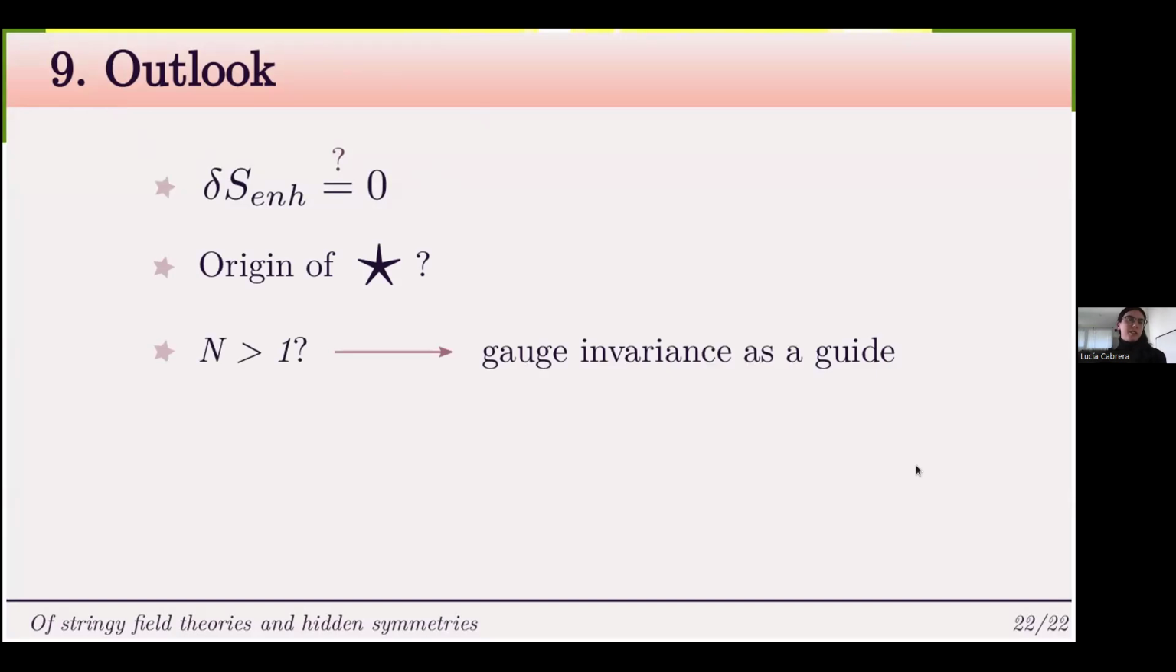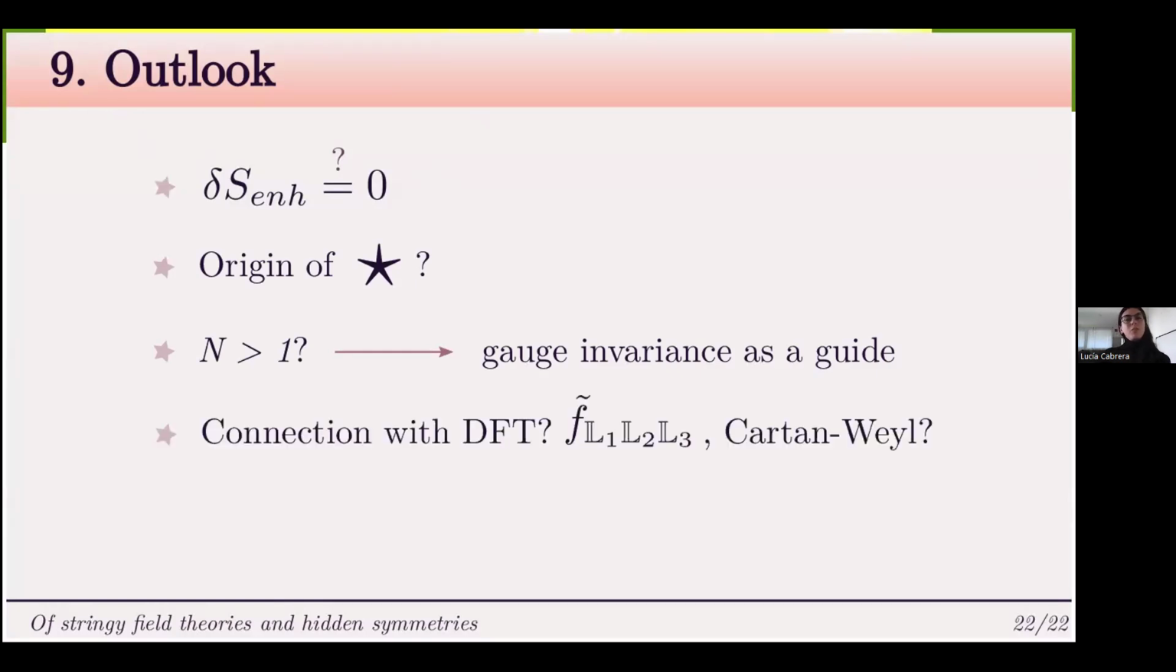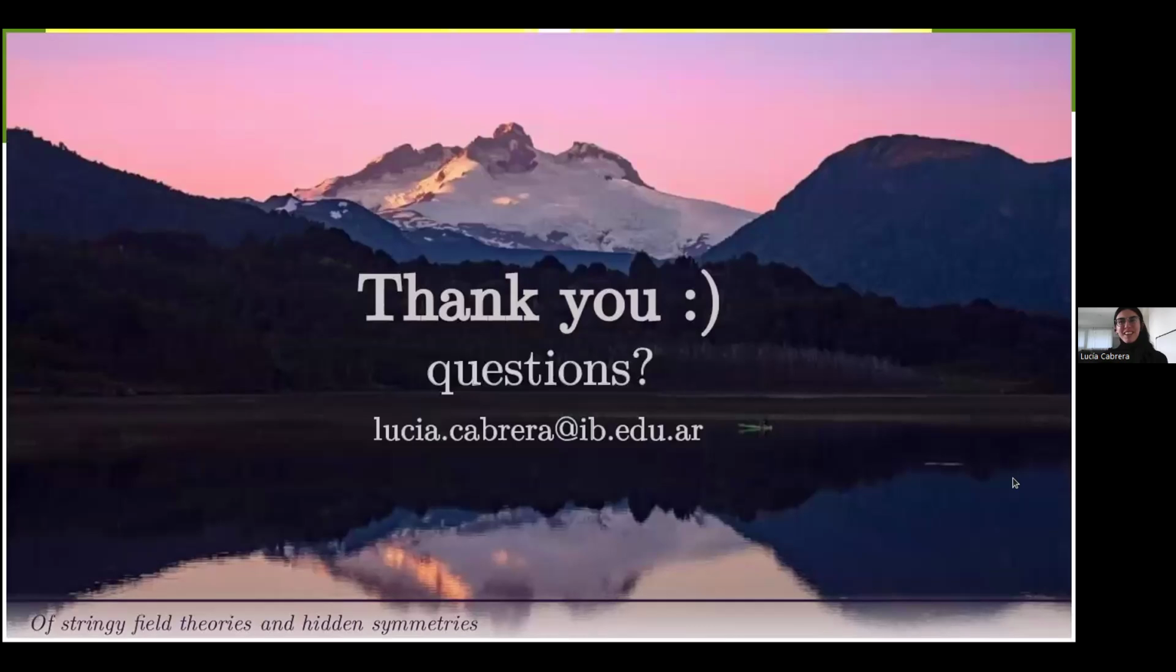We could also look at higher oscillator numbers, always using gauge invariance as a guide to build whatever terms we might need, as we've done so far. And there's also a potential connection with double field theory, and these phases that we introduced actually seem to be related very directly with the structure constants of the Cartan algebra, even when we move outside of enhancement points. So this is a very interesting thing to consider. And these are just some of the possible outlooks of this work. I'm going to wrap it up here, and I'm going to thank you all very much and open up the space for any questions you might have.